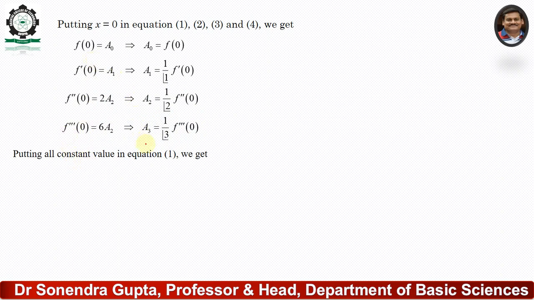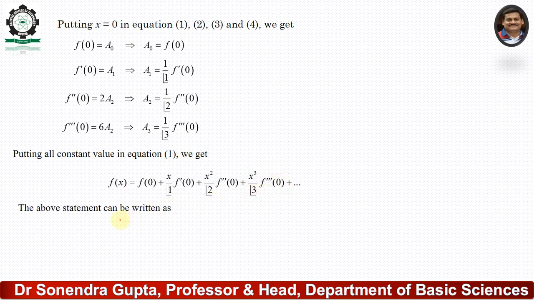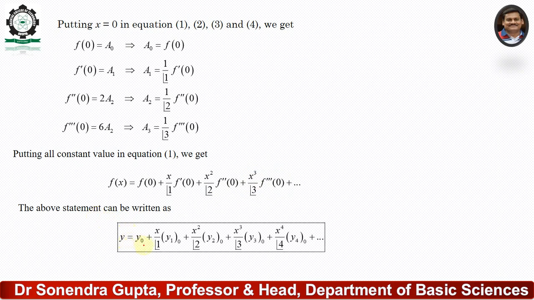Now putting all these values in equation number 1, we get f(x) equals f(0) plus x upon factorial 1 f'(0) plus x squared upon factorial 2 f''(0) plus x cubed upon factorial 3 f'''(0). The above statement can be written in terms of y as y equals y0 plus x upon factorial 1 y1(0) plus x squared upon factorial 2 y2(0) plus x cubed upon factorial 3 y3(0) and so on. Now this is the required proof of the Maclaurin theorem.